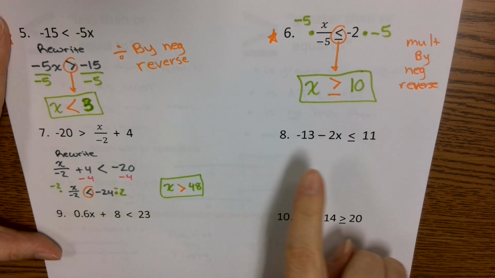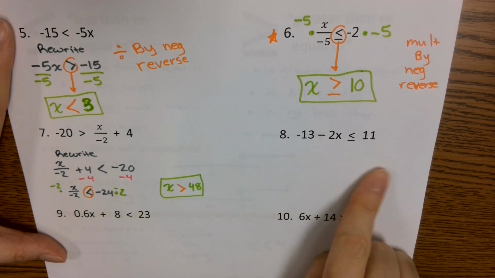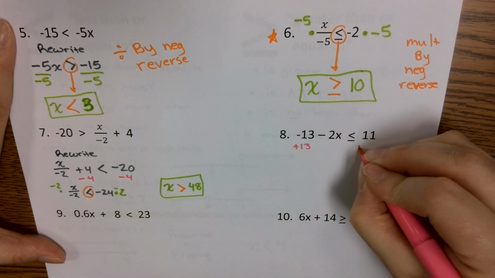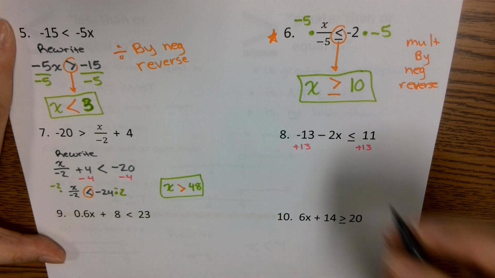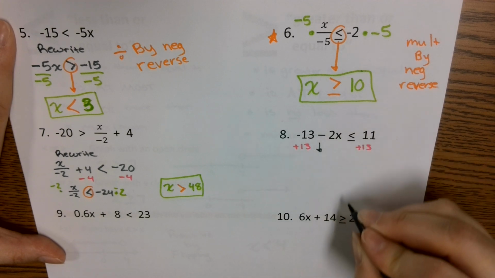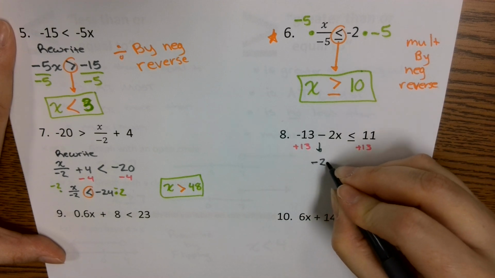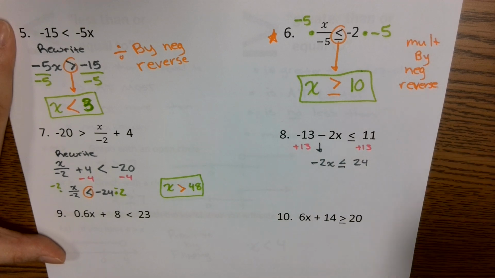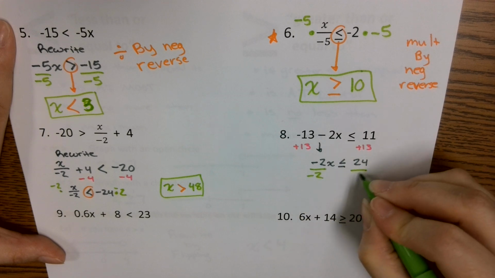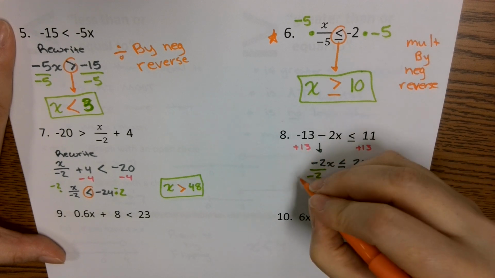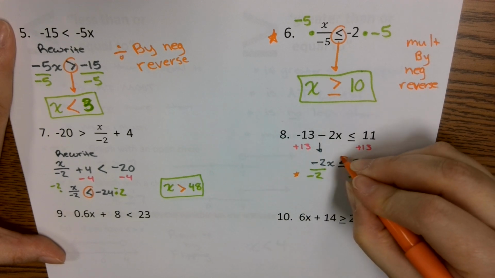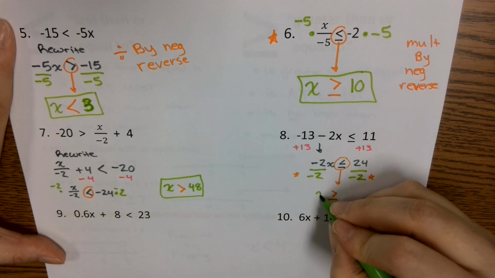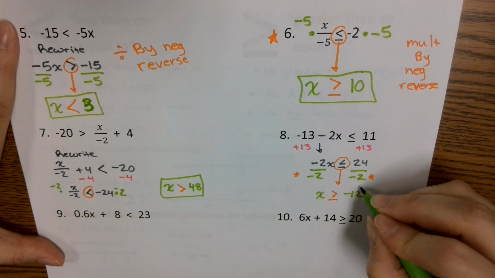Okay, so for problem number 8, we don't have to do a rewrite. We can just go ahead and automatically start solving. I would add 13 to both sides first. That's going to leave me with a negative 2x. That minus sign comes down like a negative 2 now. Negative 2x is less than a positive 24. We would then go ahead and divide both sides by a negative 2. But again, because of the fact that we're dividing by a negative, that's going to flip this inequality. It becomes greater than or equal to. So we now get x is greater than or equal to negative 12.